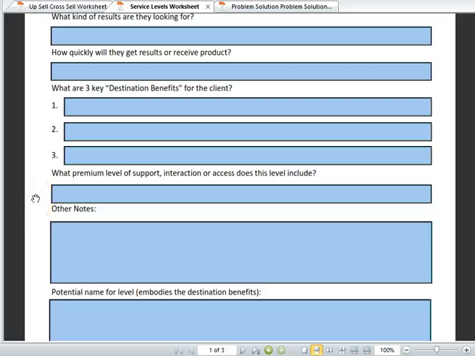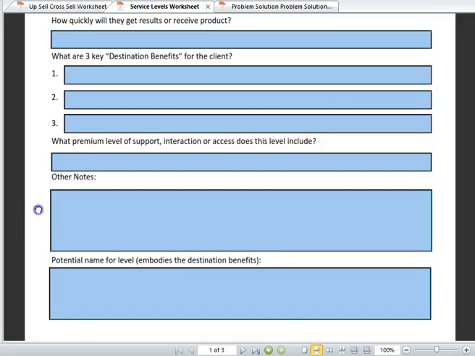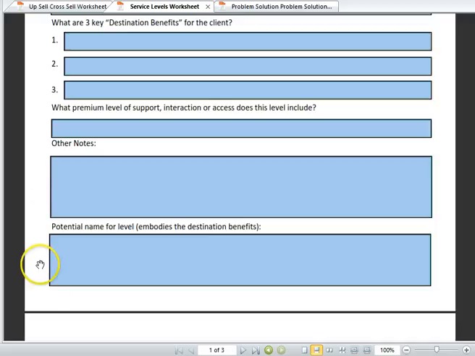What should they expect from you? What are the extras that they wouldn't get at another point in time? We've included just a small section for notes, and then I want you to brainstorm some potential names for this level. And it's best when it embodies the destination benefits, where you can get a summary statement about the destination benefits.